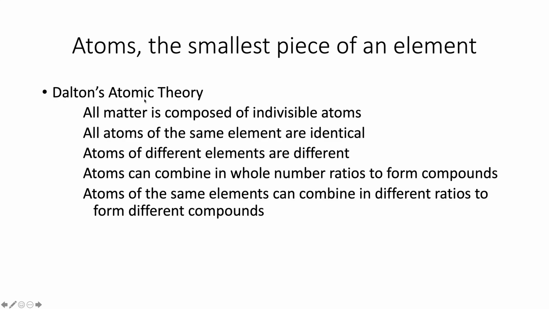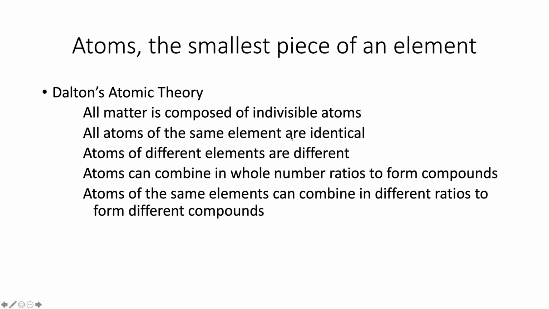A good place to start is Dalton's atomic theory, or really Dalton's hypothesis. It's in the early 1800s. He based this on some other people's work, but came up with this: all matter is made of indivisible atoms. If you think of the word indivisible, that means it's the smallest thing. It cannot be divided. That's why the atom is the smallest piece of an element.